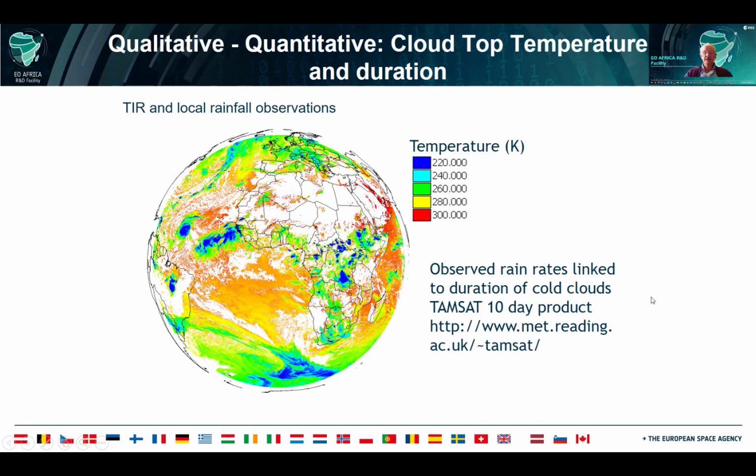Another one is related to how long a cloud remains below a certain threshold temperature. So the top of the cloud is more cold than a given threshold, and that can be related, so the cold cloud duration can be related to the rainfall intensities. This is a procedure that has been applied already for quite a long time.